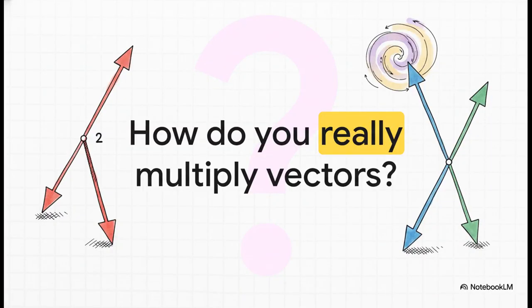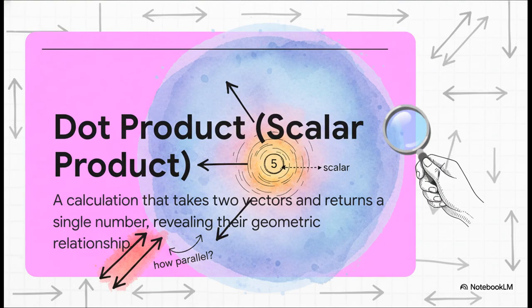You see, multiplying a vector by a plain old number, a scalar, that's easy. It just stretches it or shrinks it. But what happens when you try to multiply a vector by another vector? Now that's a puzzle. We need a special kind of tool, one that can unlock the geometric story happening between them. And that tool is the dot product, sometimes called the scalar product. The name kind of gives it away, right? It takes in two vectors, does a little magic, and spits out a single number, a scalar.